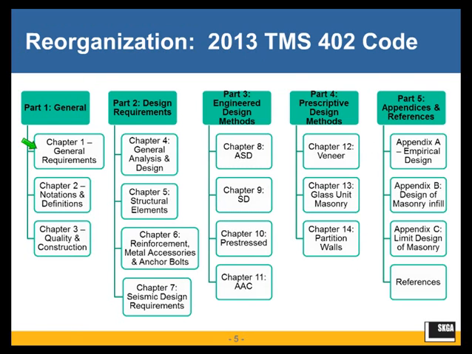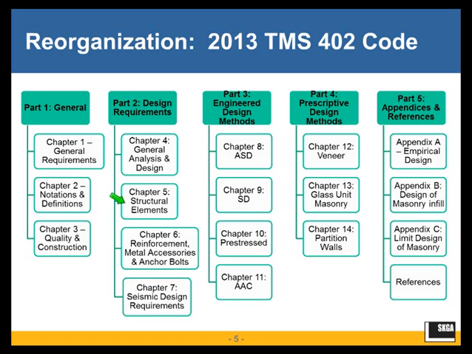So the organization of the 2013 code is 5 parts actually. There's the general part, just some of the basics: general requirements in Chapter 1, notations and definitions, and a little bit on quality and construction in Chapter 3. Part 2 is some design requirements. So Chapter 4 has general analysis and design. 2 major sections here. This is where your material properties are, like finding the modulus of elasticity, and also section properties related to net section and dealing with net mortar bedded area and so forth.